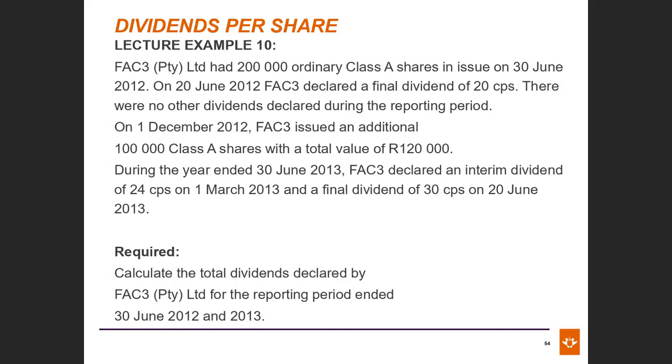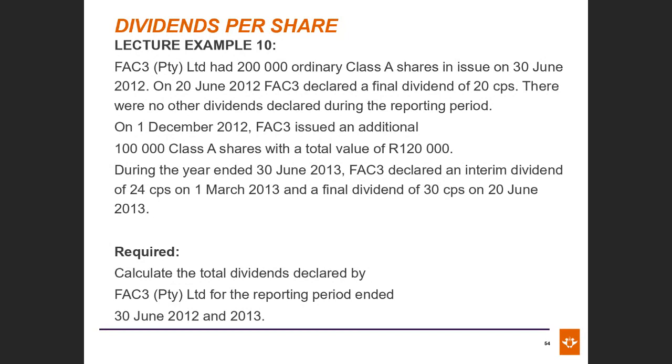Whereas for the year ended 30 June 2013, the reporting period will be from 1st of July 2012 to 30 June 2013. So even though the issue happened on the 1st of December 2012, that falls into the year end 2013 because the year end for 2012 is 30 June. Okay, does that make sense?